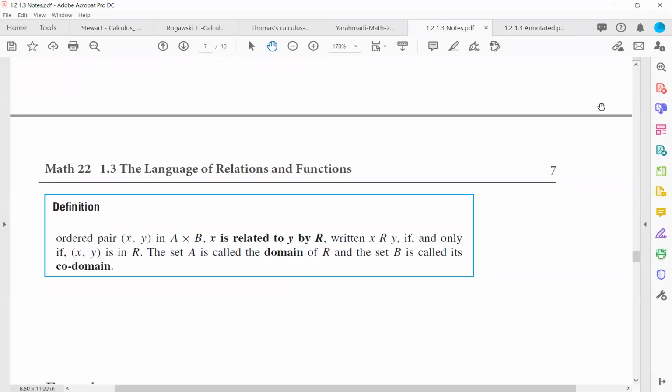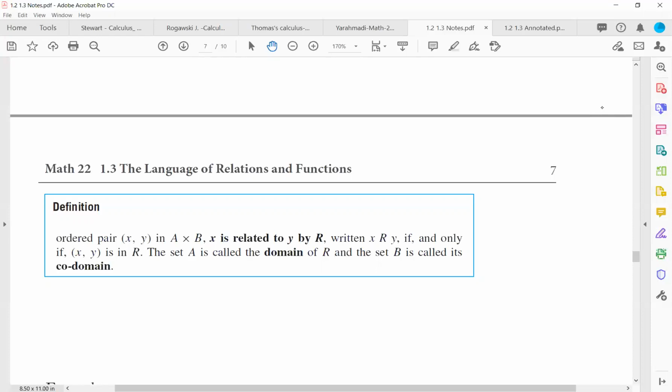Now that we define the Cartesian product or cross product between 2 sets, we're going to define a relation for elements in that set. Definition: ordered pair X and Y in cross product A and B, we read it this way: X is related to Y by set R. So R is a set, if and only if X and Y is a point in R. The set A is called the domain, and the set B is called codomain.